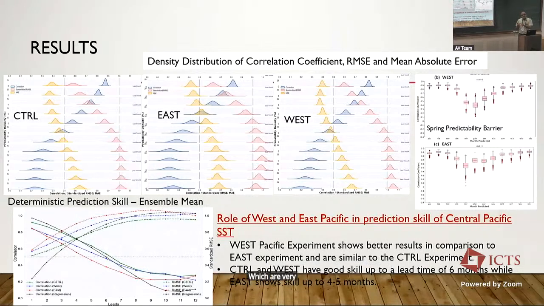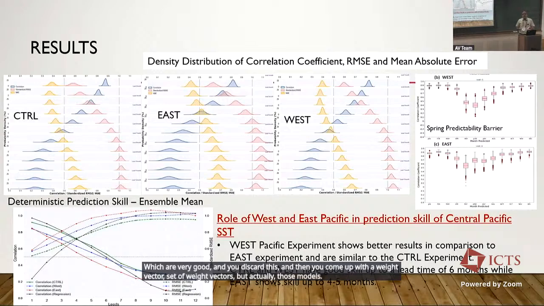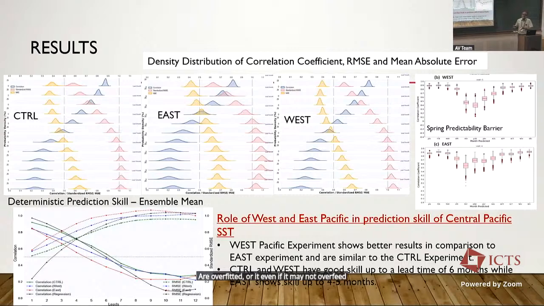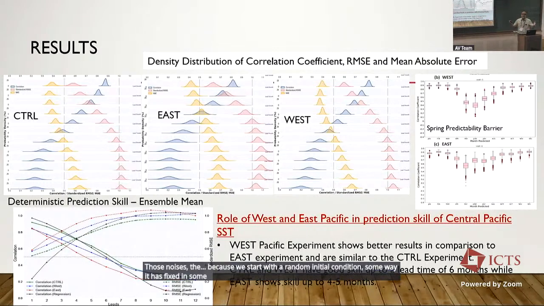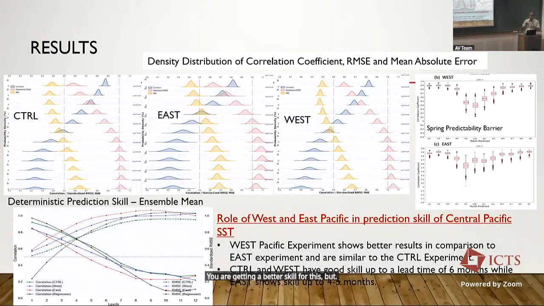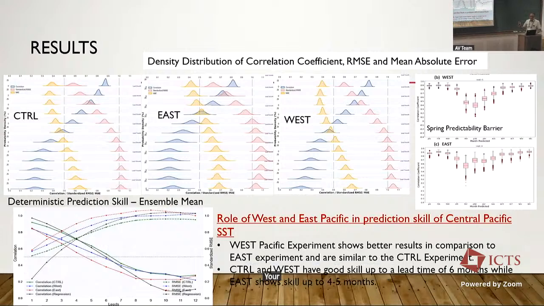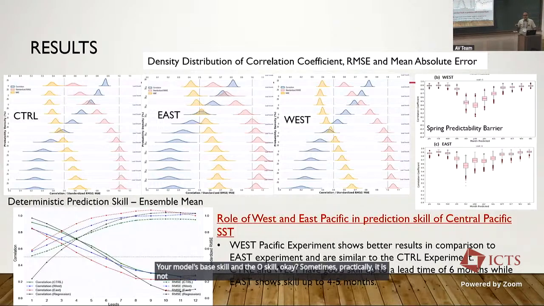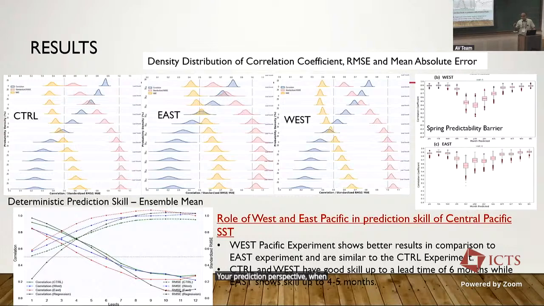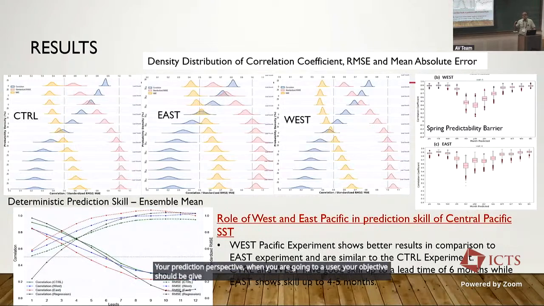Otherwise, it can be easily done that you cherry pick a few models which are very good and you discard the rest, and then you come up with a set of weight vectors, but actually those models are overfitted. Or even if they are not overfitted, there can be other things like noise, because we start with a random initial condition, and in some way it has been fixed in some direction so that you are getting a better skill for this, but do not trust those things. So you always have to go in an ensemble mode of simulations. Otherwise, you yourself will not be sure of your model's best skill and worst skill. Okay. Sometimes practically it is not possible to run because machine learning models are very computationally expensive. But I am saying from a pure prediction perspective, when you are going to a user, your objective should be to give a decision based on ensemble simulations rather than one specific or a few model-specific simulations.